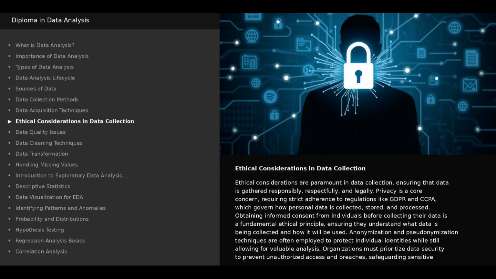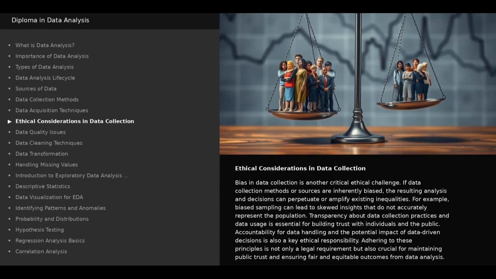Anonymization and pseudonymization techniques are often employed to protect individual identities while still allowing for valuable analysis. Organizations must prioritize data security to prevent unauthorized access and breaches, safeguarding sensitive information. Bias in data collection is another critical ethical challenge. If data collection methods or sources are inherently biased, the resulting analysis and decisions can perpetuate or amplify existing inequalities. For example, biased sampling can lead to skewed insights that do not accurately represent the population.